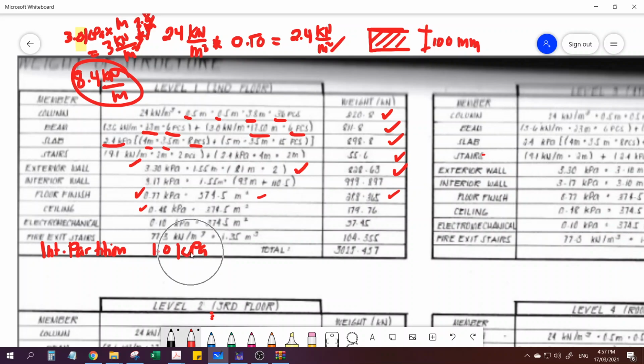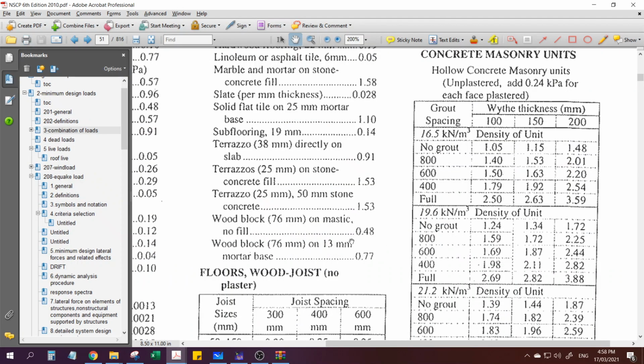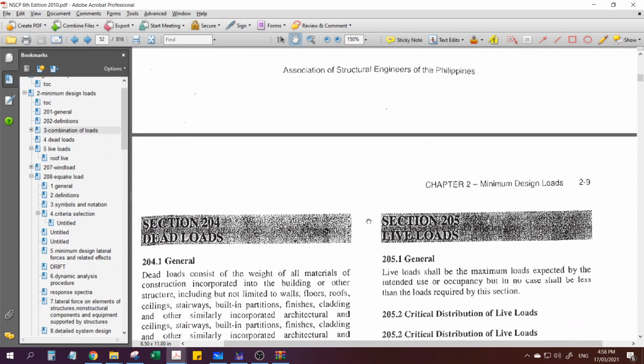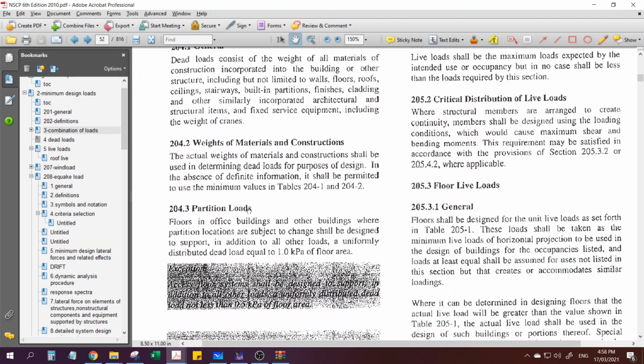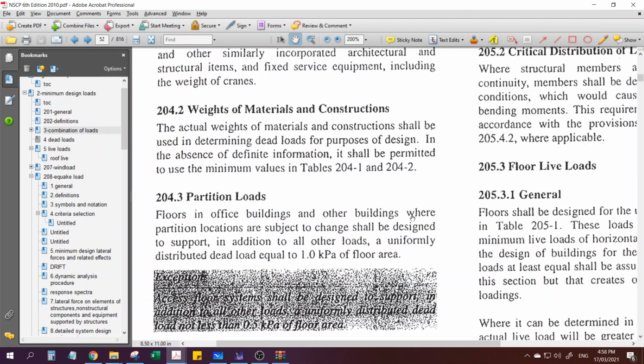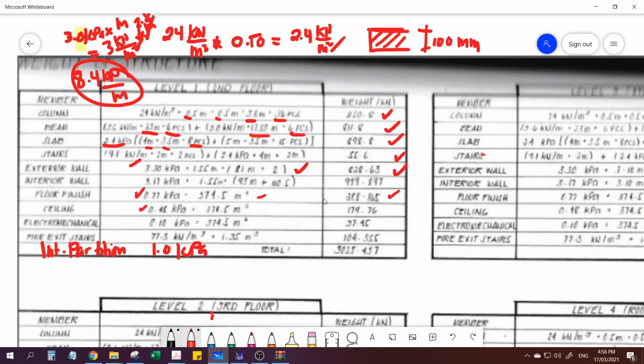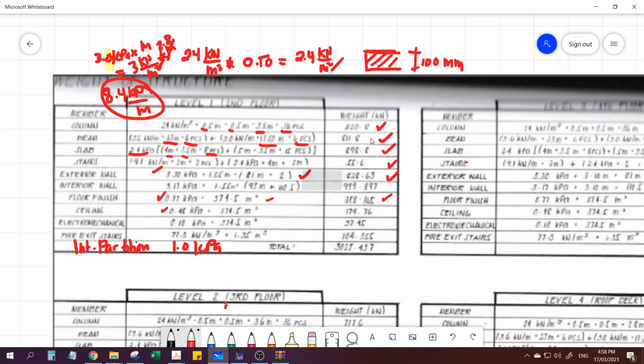And then, wag nyo rin kalimutan yung interior partition na 1 kPa times the area. Because, andito yan sa NSCP. Yan. So, partition loads. Under siya ng dead loads. Okay? Sabi niya, floors in office buildings and other buildings where partition locations are subject to change. So, equal to 1 kPa. Kung office building, no? Yan. Okay. Okay, so that's it. So, sum up nyo lang yun, meron na kayong weight per floor.